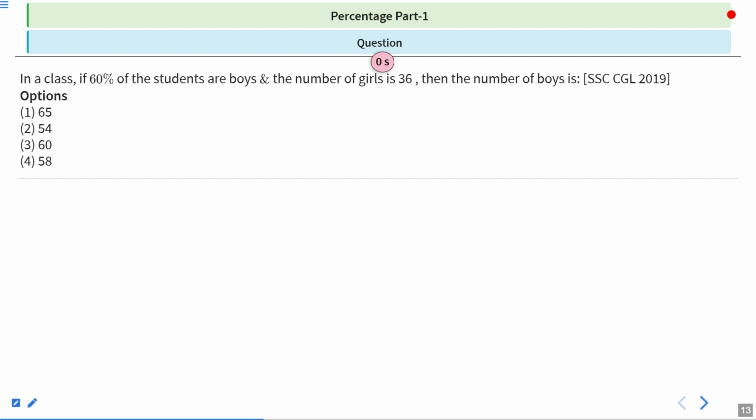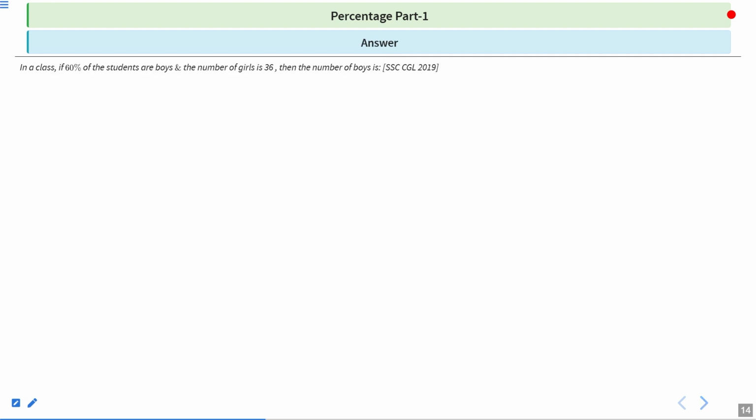Now time's up. Let's see the solution of this question. The question says that in a class 60% of the students are boys. So we can say that if 60% of students are boys, 40% of students are girls. Now the number of girls is given, which is 36. So we can say that this 40% of the total students is equal to 36, because we know that 60% of the students are boys, so 40% students are girls. And it is given that the total number of girls in the class is 36. So the correct answer of this question is second, which is 54.